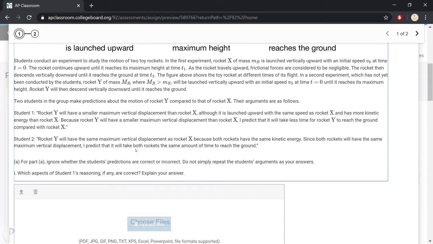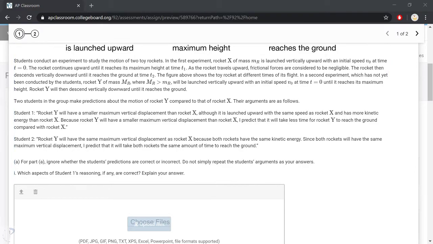Okay. So rocket Y will have a smaller maximum vertical displacement. So Y doesn't go as high, so therefore it's going to take less time. Are we losing people? Probably.